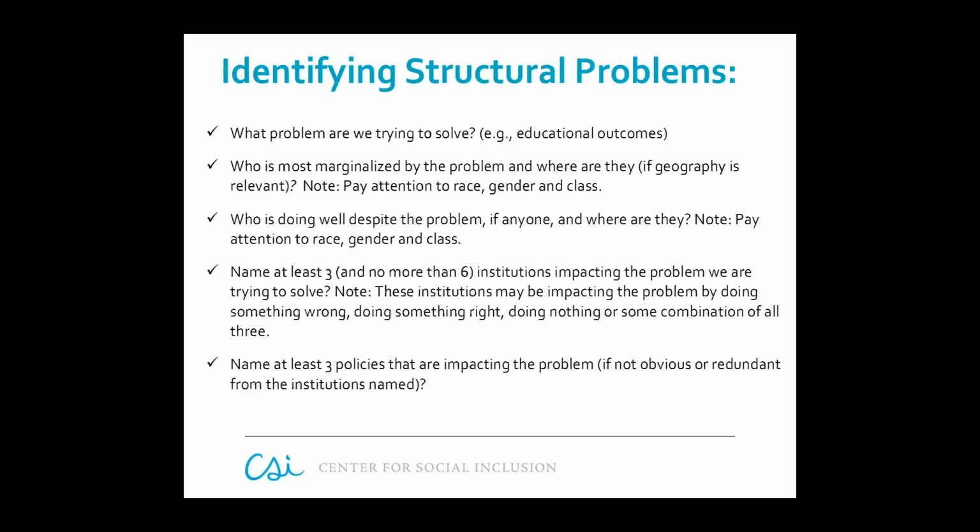And then we ask folks to think about at least three, and no more than 6 institutions that are impacting the problem that we're trying to solve. They could be impacting the problem because they did something wrong, they're doing something right, or they're doing nothing, or some combination of the 3. And then we ask folks to think critically about at least 3 policies that are impacting the problem, if it's not obvious or redundant from the institutions that we've named. There are additional questions, and I'll make sure to pass on to Megan and the USBC staff a full toolkit for identifying structural problems, because it really does help engage folks in thinking about root causes of a particular issue.